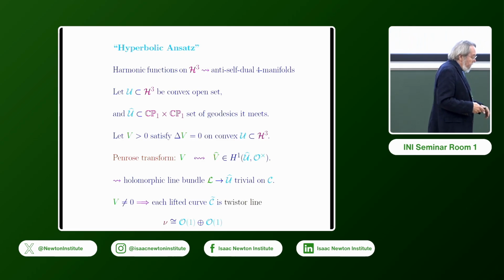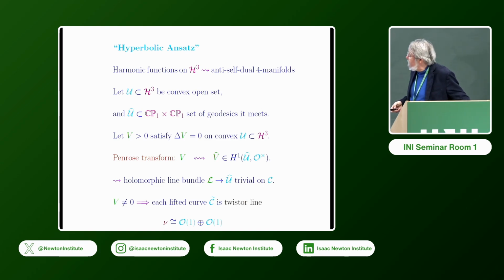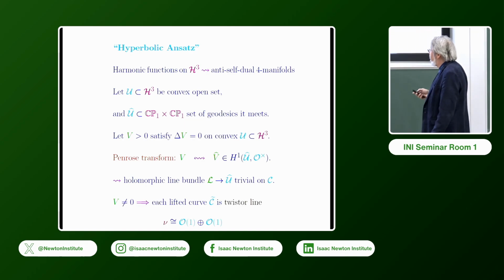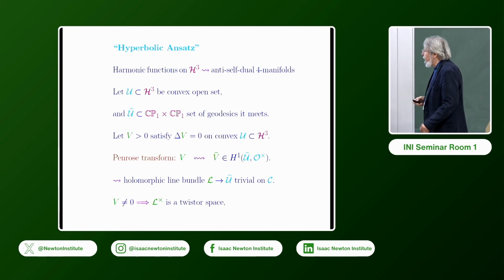With the reality constraints that I've imposed, I'm thinking of V as actually real and positive. The anti-self-dual manifold will be created in this way as actually of Riemannian signature.